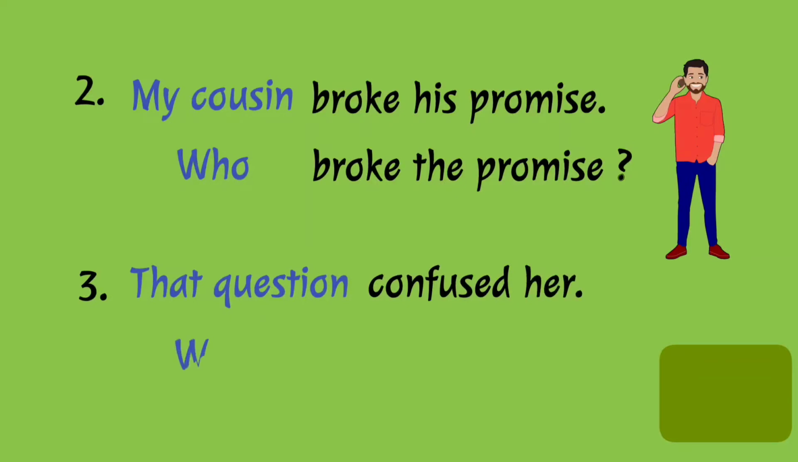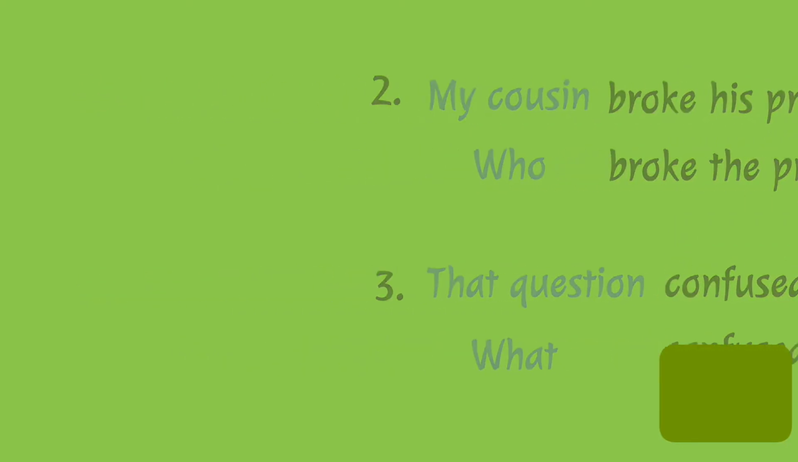Number 3, we have that question confuse her. For example, we want to ask a question, which answer is that question. That question is the subject, so we just use what, and then for the rest is just the verb. What confused her? And then the answer is that question. So anytime the question are subject, we may use all question words.